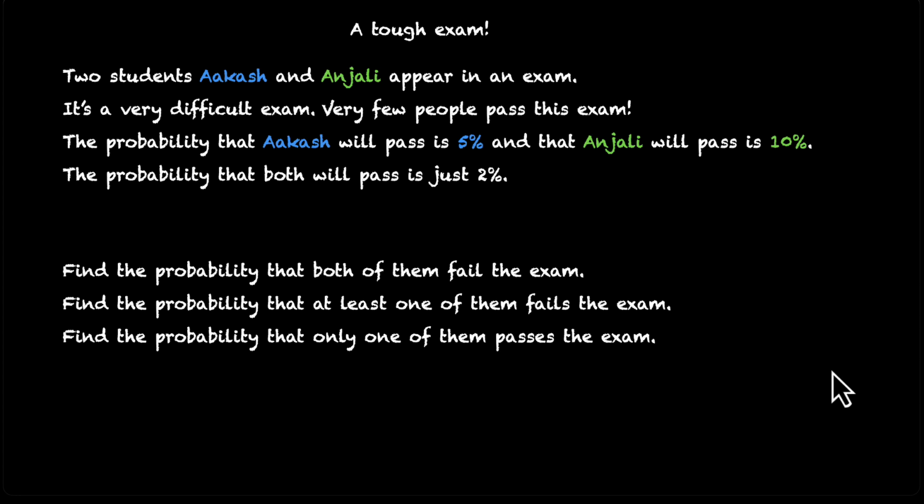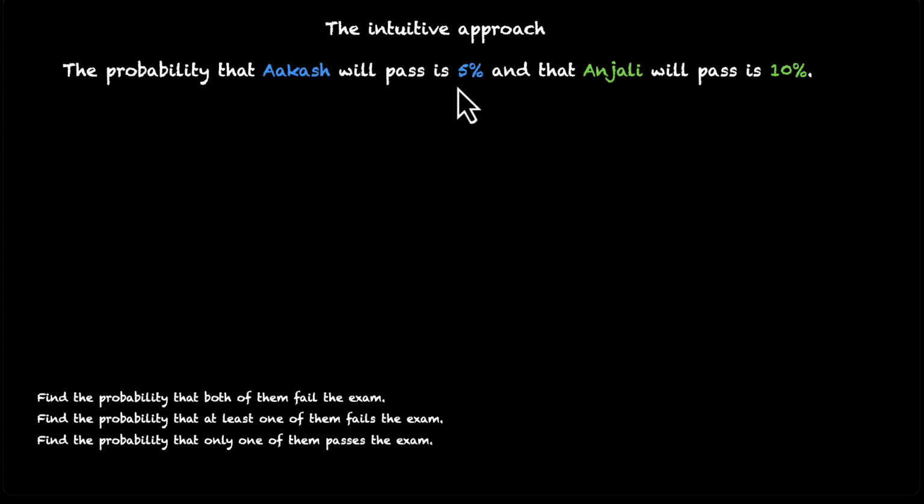Now we have seen a variety of formulae throughout the chapter, but for this problem, I encourage you to use your visualization skills. Pause the video, try this out. Okay, let's do this together. So let's solve this using the intuitive approach. We're given that the probability that Akash will pass is 5% and that Anjali will pass is 10%. Let's put that on the map.